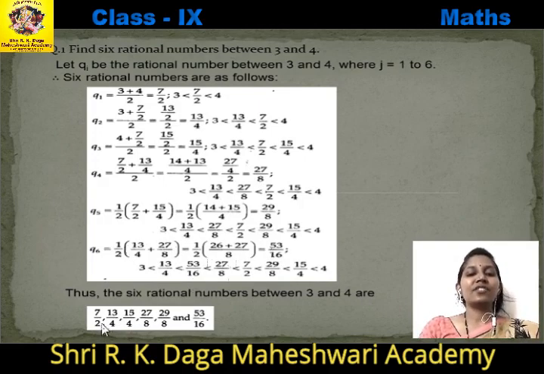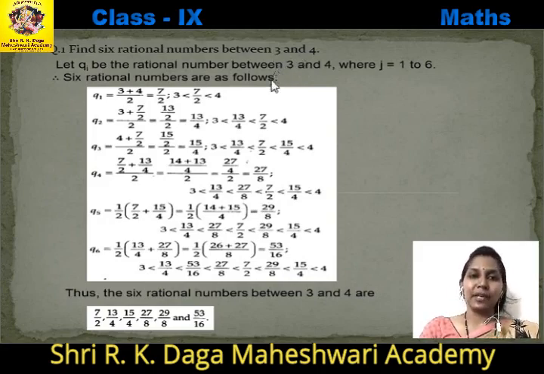Hence the 6 rational numbers are 7 by 2, 13 by 4, 15 by 4, 27 by 8, 29 by 8 and 53 by 16. Now this question can also be solved using the same denominator method, as 3 and 4 have the same denominator, which is 1. So we can solve this question by that method too.